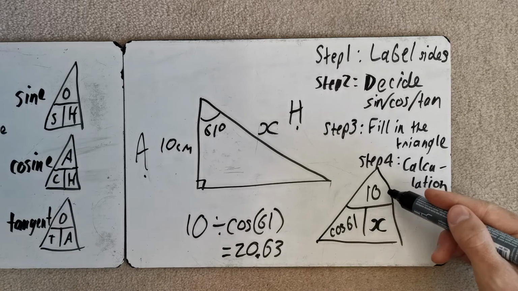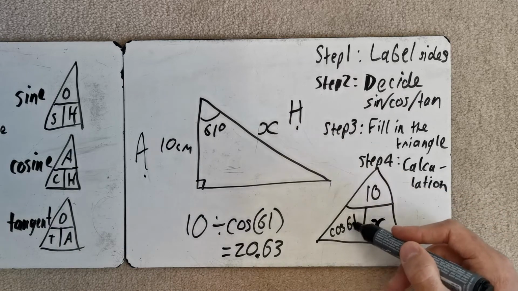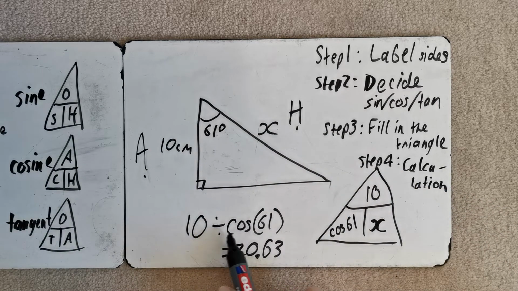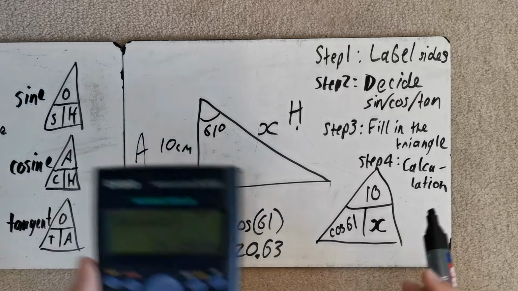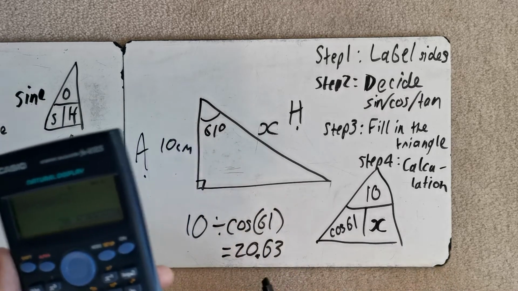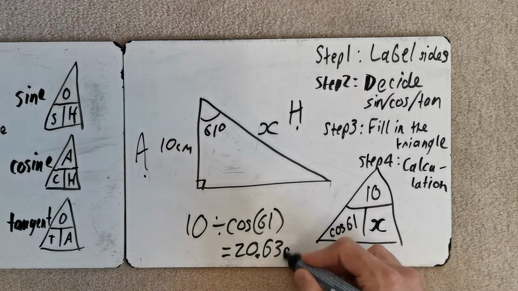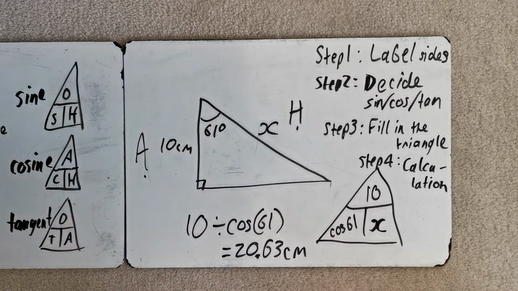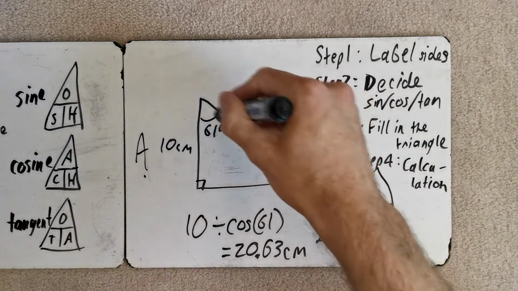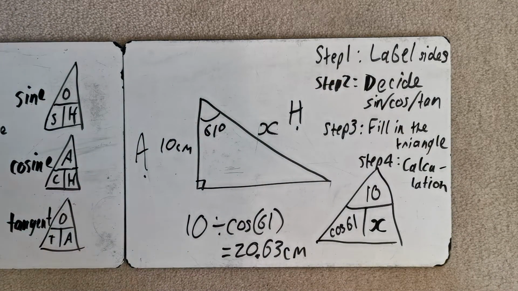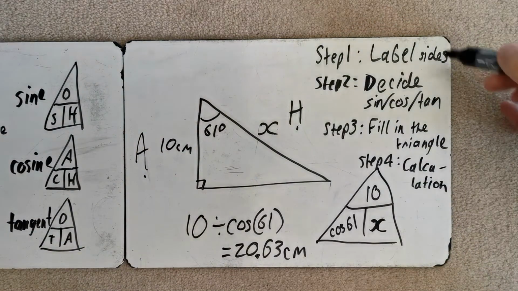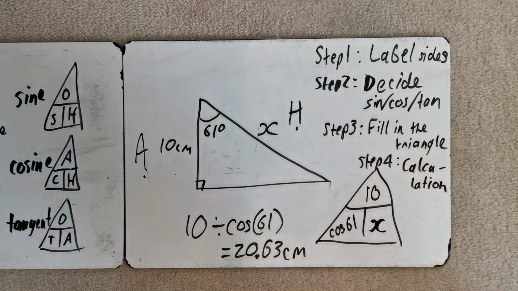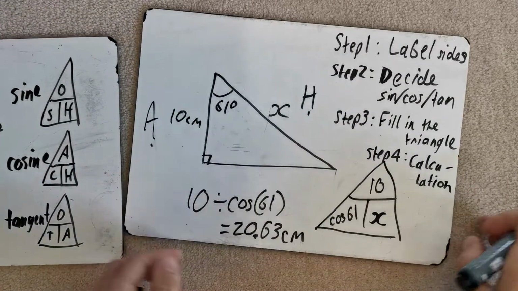So this means 10 divided by cos 61. I'll plug that into my calculator and it's come out with 20.63. What am I missing? Centimetres. So just from the 10 and the 61, we have found out the length of this side here. That's all we had to use in order to find it. 4 steps. If you know these 4 steps, things are just going to come incredibly easily to you. Let's do one more example, shall we?